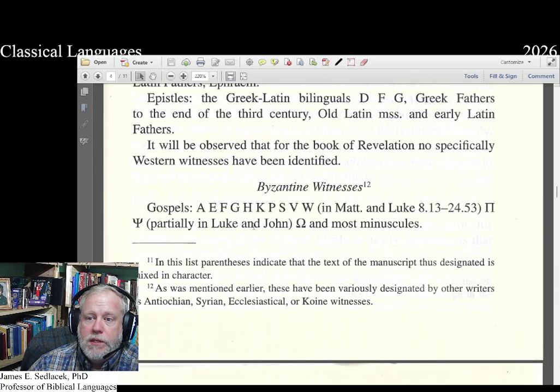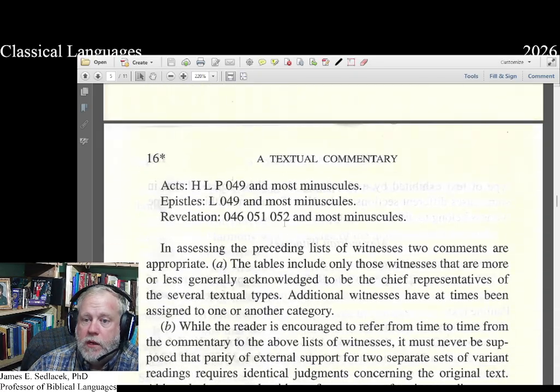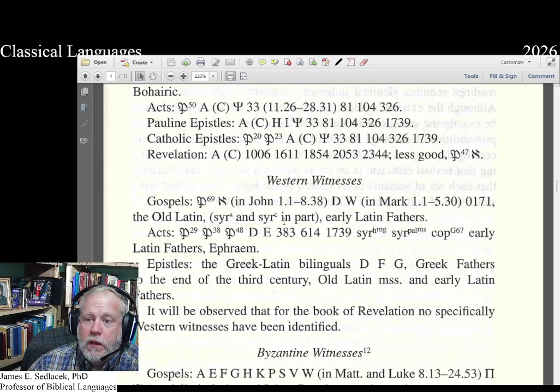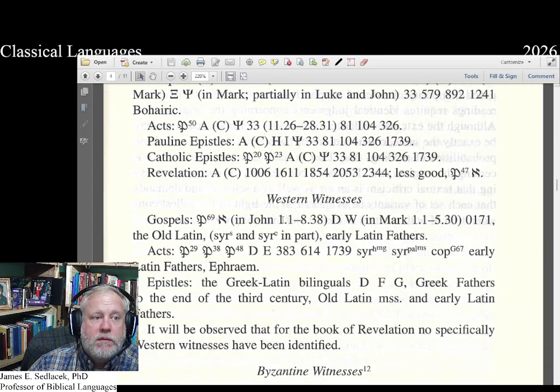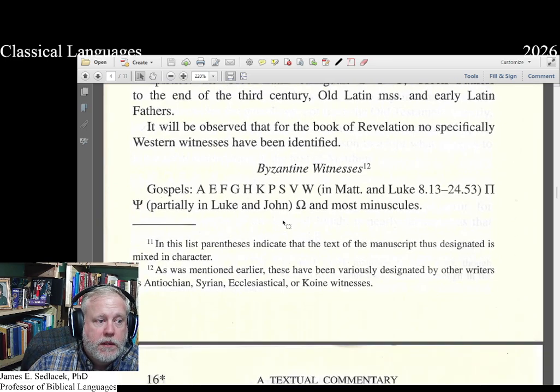Here, the Byzantine witnesses for Gospels. It's A. So that's in a nutshell what we saw before. In this version of the New Testament, they got rid of Caesarean. They just have Alexandrian, Western, Byzantine, and done.